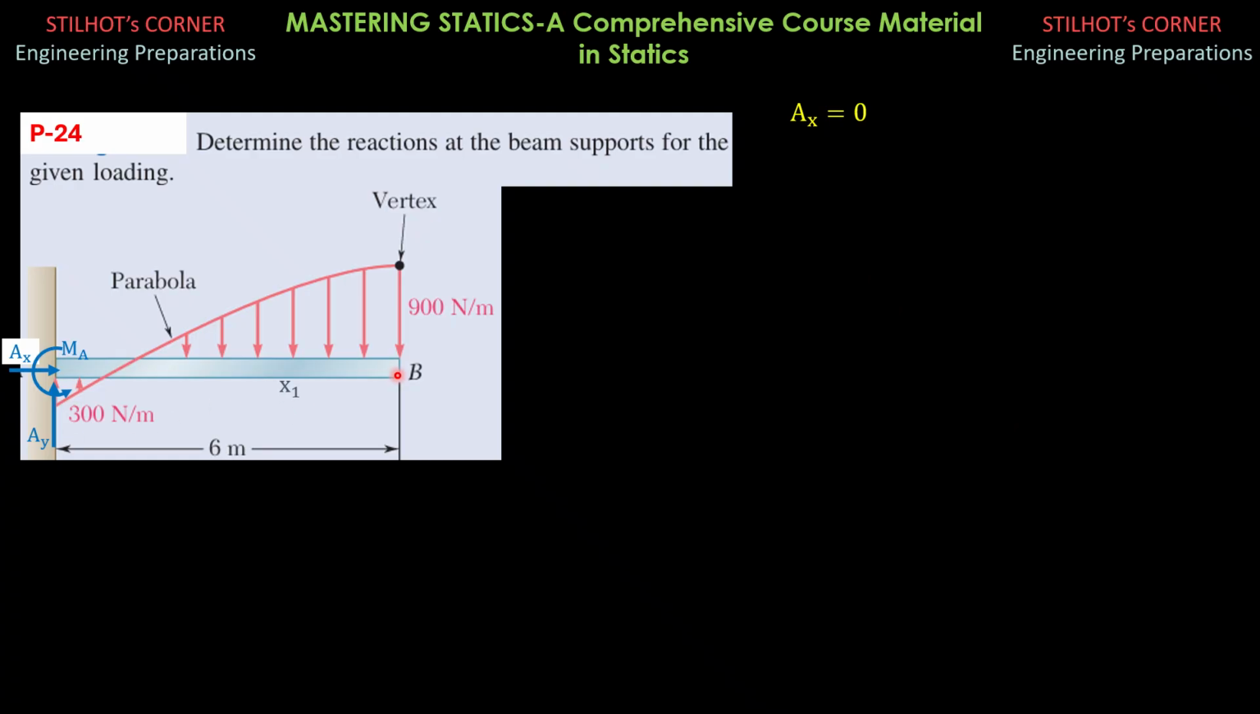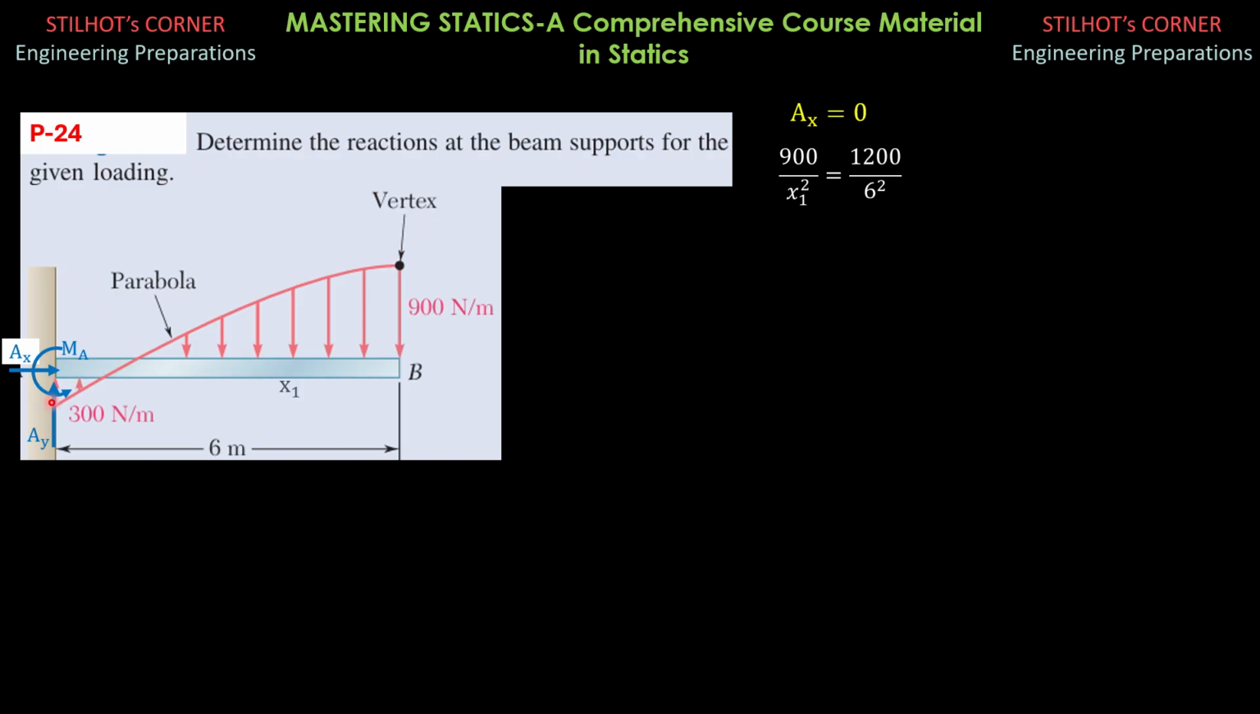So I'll call the distance from B to the point where the loading is intersecting the beam, or zero load, as X1. And therefore, this distance is 6 minus X1. Then we have, by square property of parabola, 900 as to the square of horizontal, which is x1 square, equals 900 plus 300, which is 1200, as to the square of horizontal, which is 6 square.